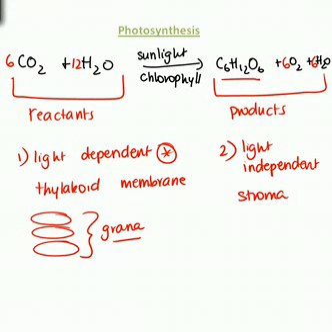Now it's important to know what we actually need for this stage to occur, and what we need is sunlight, we need chlorophyll. Chlorophyll is found obviously in the thylakoid membrane because this is where this first process occurs, and we also need water.